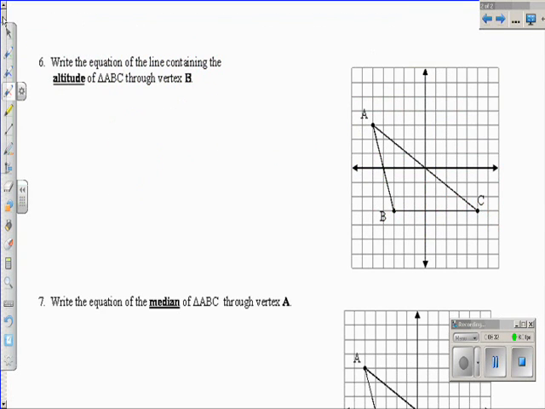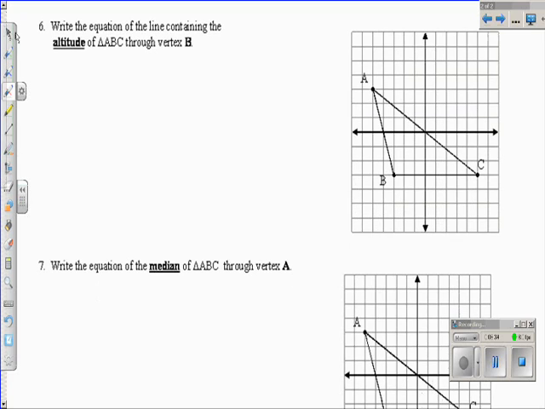From here, this is where we're going to get more into writing the equations that I know y'all love. Write the equation of the line containing the altitude of triangle ABC through vertex B. First thing, you know that an altitude is perpendicular to the opposite side, and it passes through the vertex. So if we're looking through the vertex B, vertex B is at the point -3, -3. The side opposite it is side AC.